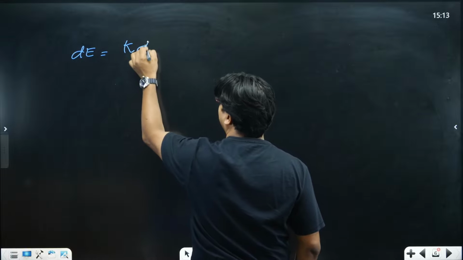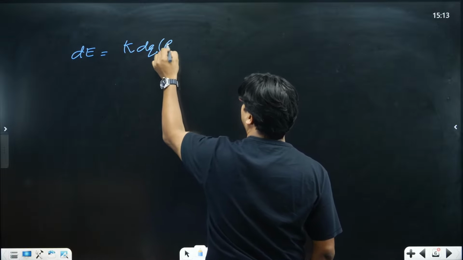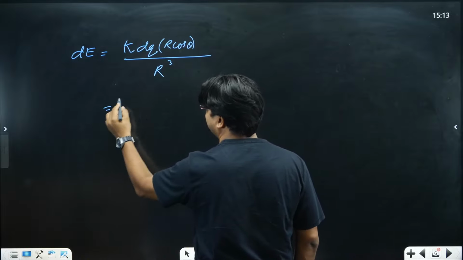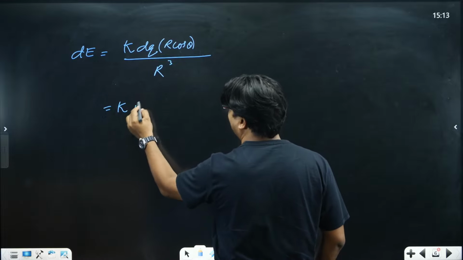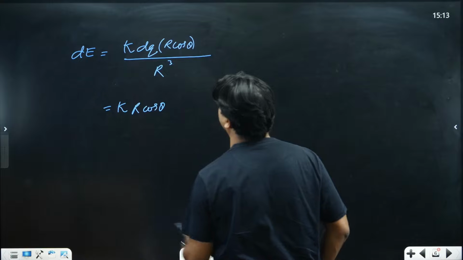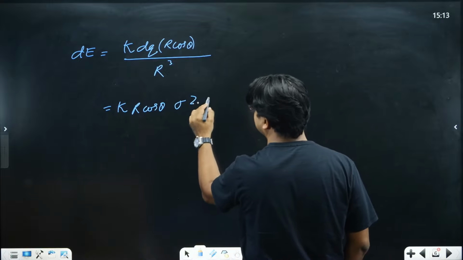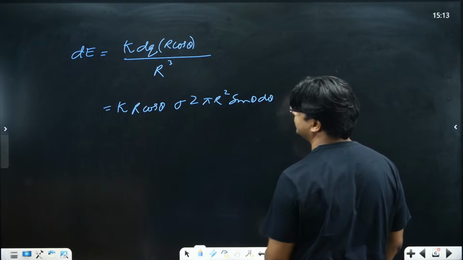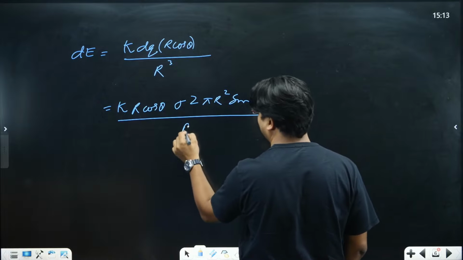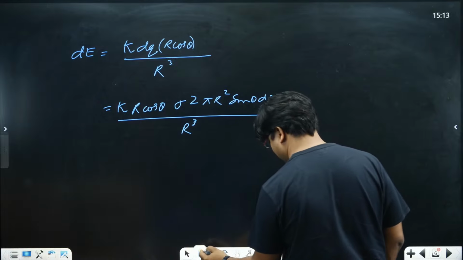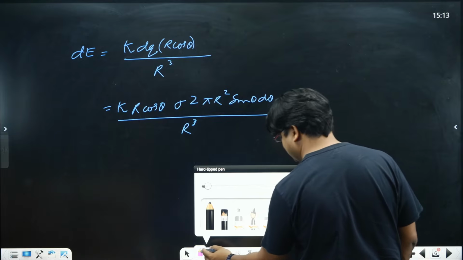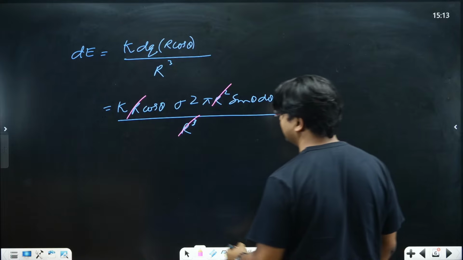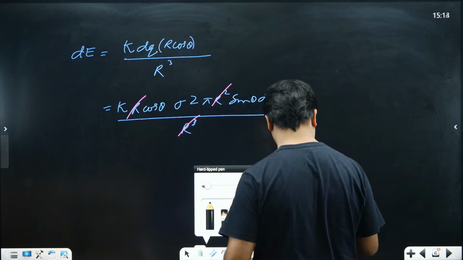So it will become k dq, and then x is r cos theta divided by r cube. So this will become k into r cos theta, and then dq was sigma 2 pi r square sine theta d theta. We wrote this dq. Divided by r cube. I can see that some of the r's are going to get cancelled. For example, this r square and this r cube are going to get cancelled. So we'll be left with what?